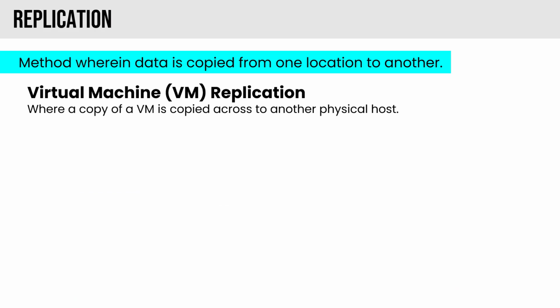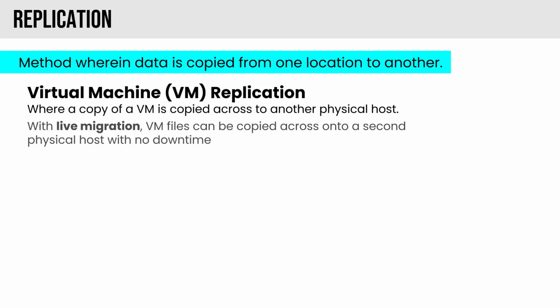And then there's virtual machine replication. This is where a copy of a VM is copied across to another physical host, another server hosting the hypervisor. Now with live migration, VM files can be copied across onto a second physical host with no downtime. This is a common feature in your enterprise Type 1 hypervisors, your bare metal hypervisors.